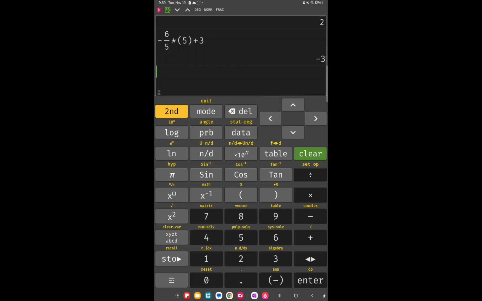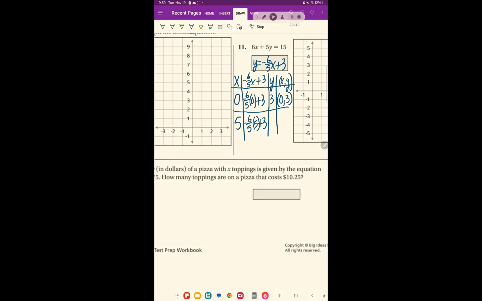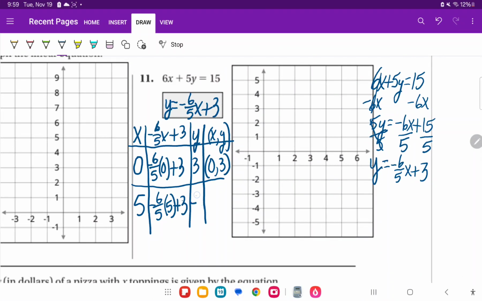Okay, so now we're going to switch back. That gives me a negative 3 when I do that, so I'll put that right in here for my y. So my point is 5, negative 3. All right, so I'm going to plot those 2 points. The first one is 0, 3. And the next one is 5. So go right 5 and down 3 right here. So then I will draw my line like that right there.